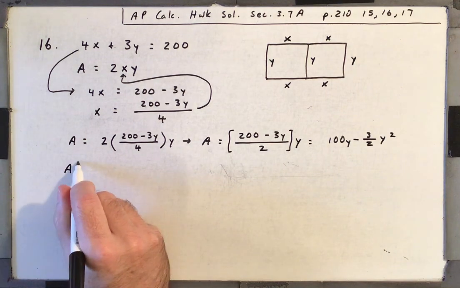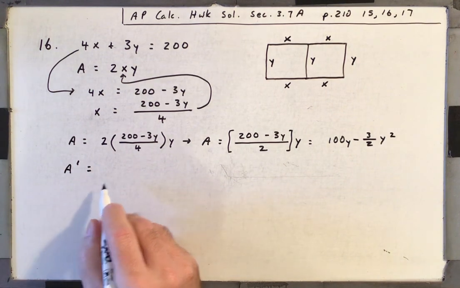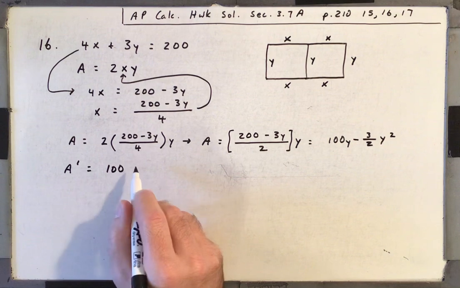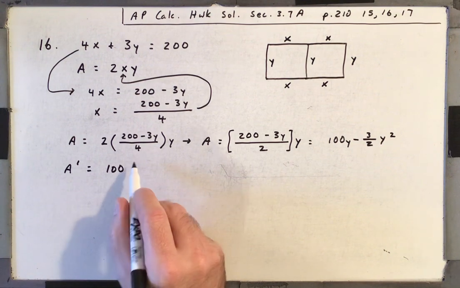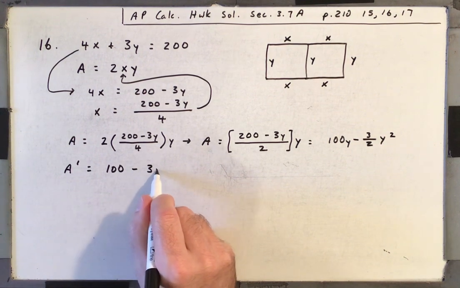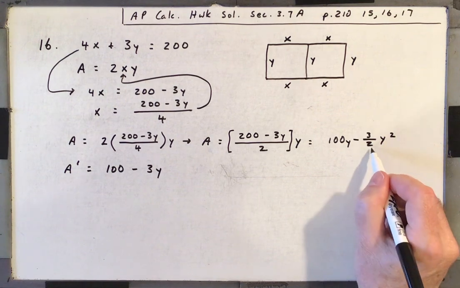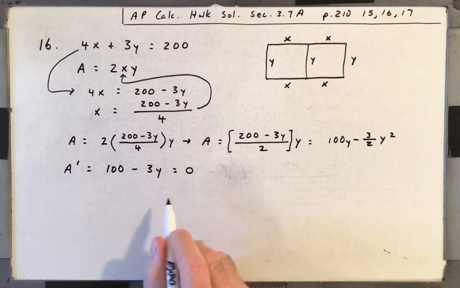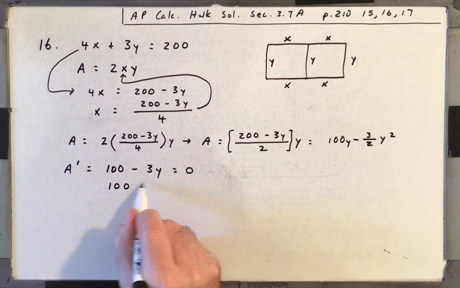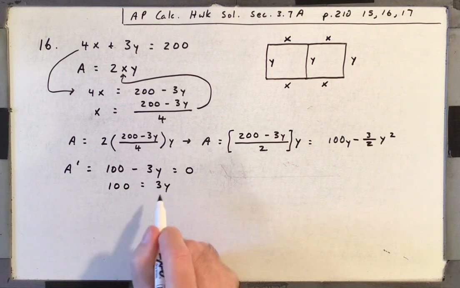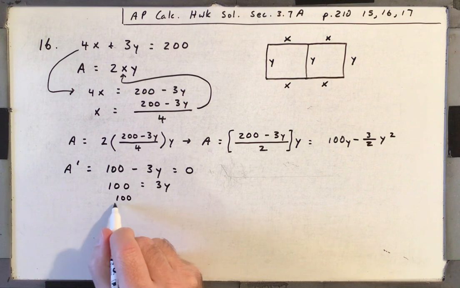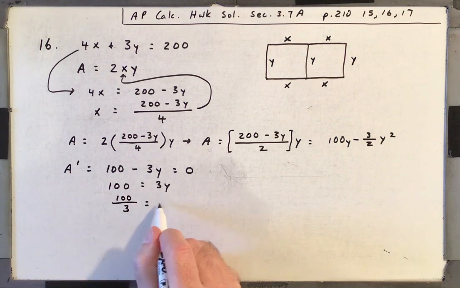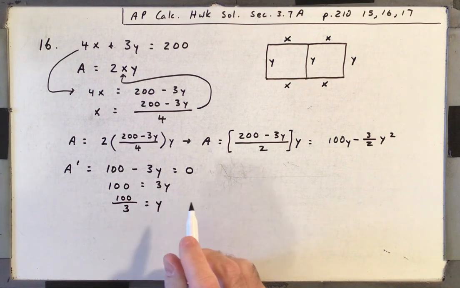So take the derivative, A prime, that's going to be 100 minus 6 halves, so minus 3y. So 2 times 3 halves would be 3. Set that equal to 0. So we'd have 100 equals 3y. 100 over 3 is equal to our y dimension.